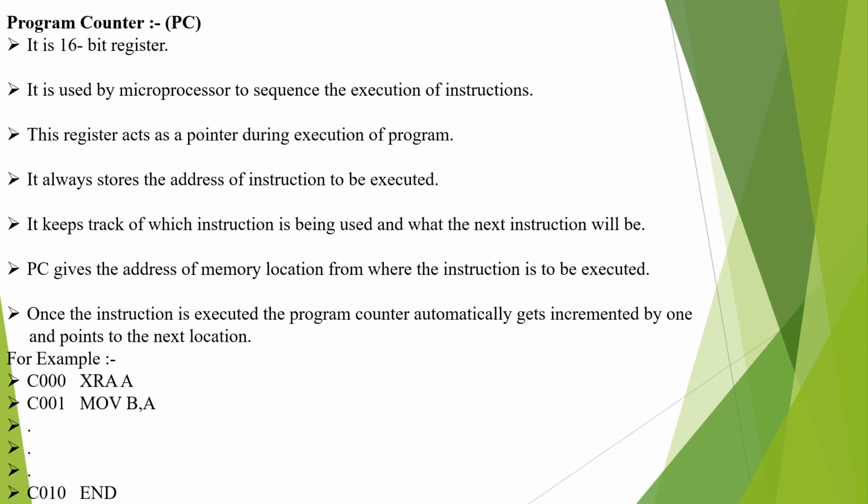So in general, what is the function of the program counter? To guide the microprocessor to perform the entire operation in a sequential way.